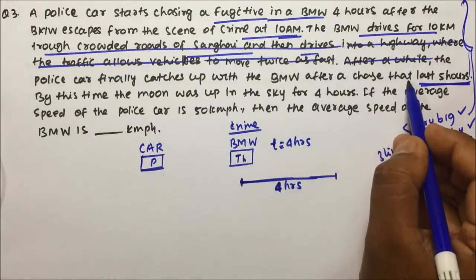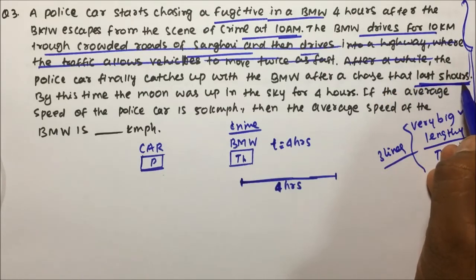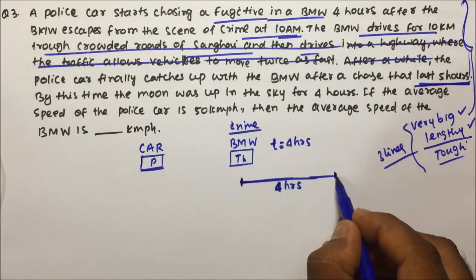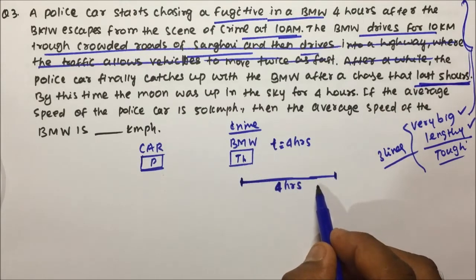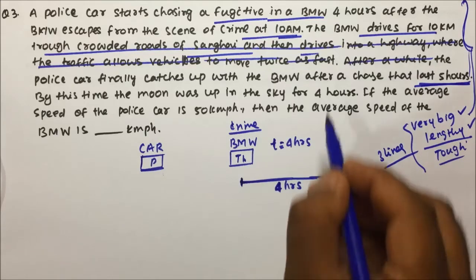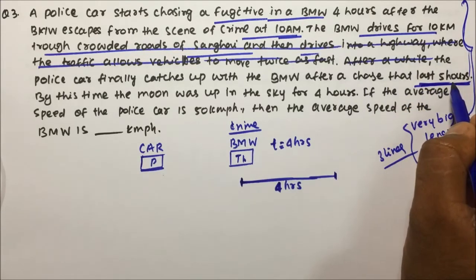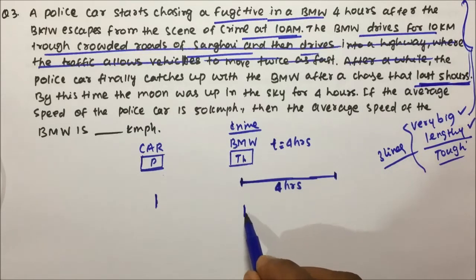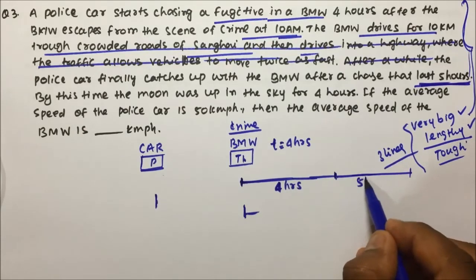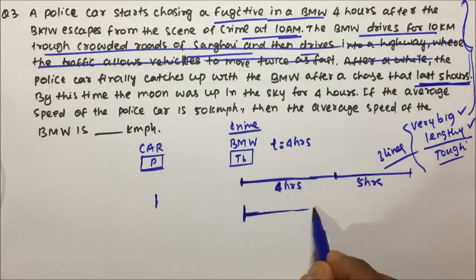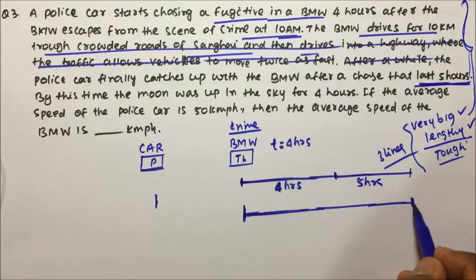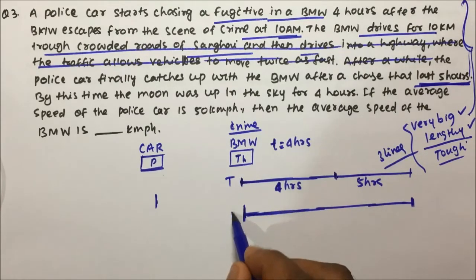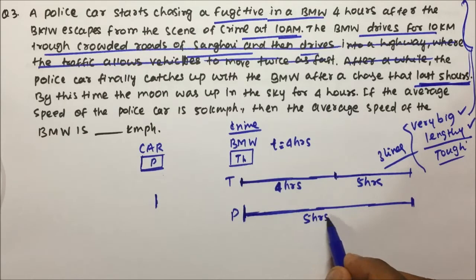So all that information was not required. The only thing is, for 4 hours the thief in the BMW has already traveled, and then the police started chasing him, and the police finally catch him after 5 hours. So the same distance which the BMW covered in 9 hours, the thief covered in 9 hours, the police cover in only 5 hours. That means the police are able to catch the thief after 5 hours, friends, right?